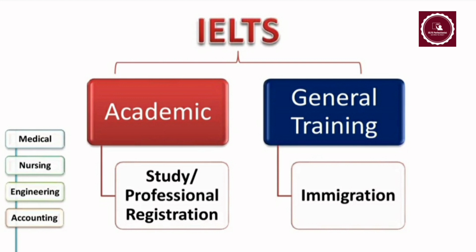IELTS Academic is for test takers wishing to study at undergraduate or postgraduate levels and for those seeking professional registration. On the other hand, IELTS General Training is for test takers wishing to migrate to an English-speaking country such as Australia, Canada, New Zealand, UK, and for those wishing to train or study at below degree level.